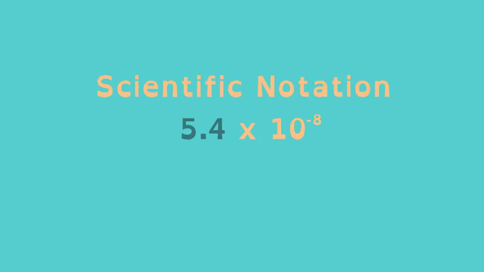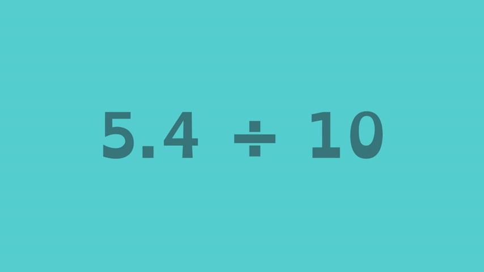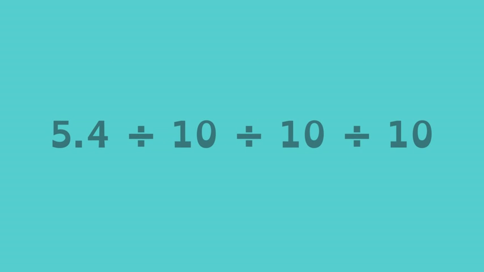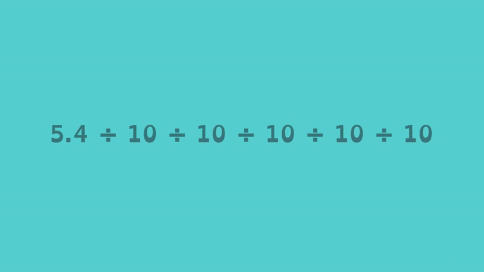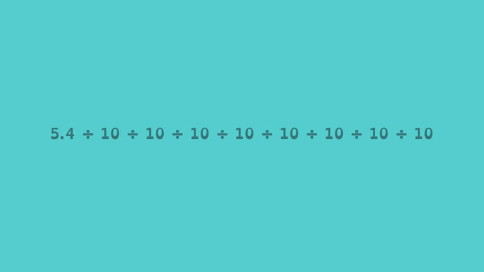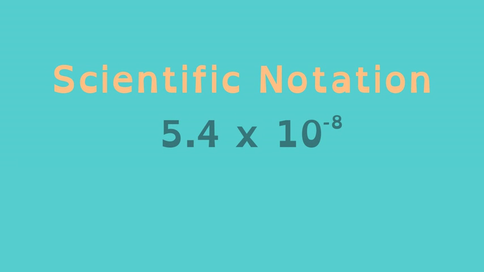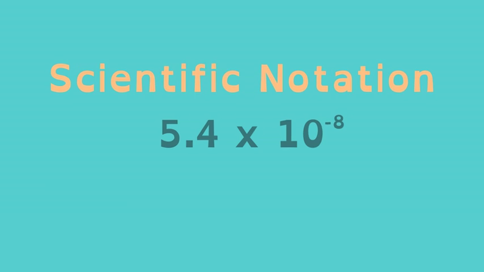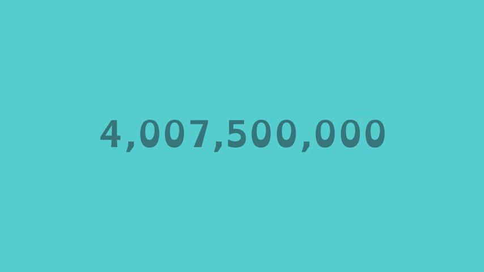This is the same as saying 5 4/10, divided by 10, divided by 10, divided by 10, divided by 10, divided by 10, divided by 10, divided by 10, divided by 10. A more concise way to show you're dividing 5 4/10 by 10 8 times is to say you're multiplying 5 4/10 by 10 to the power of negative 8. That's using scientific notation. The method is similar for numbers that are really big.